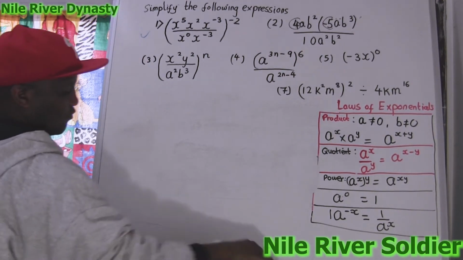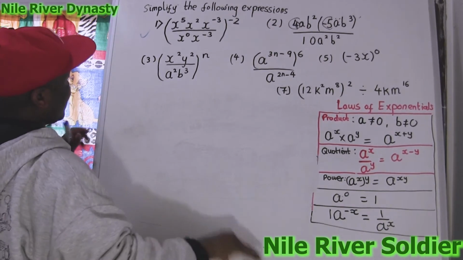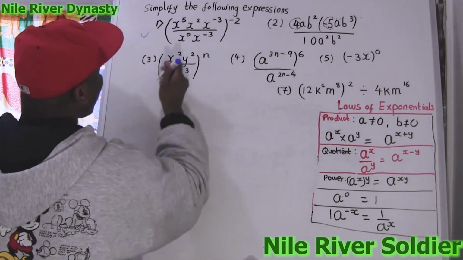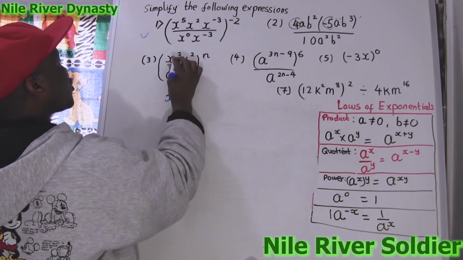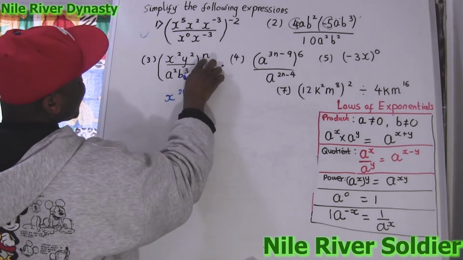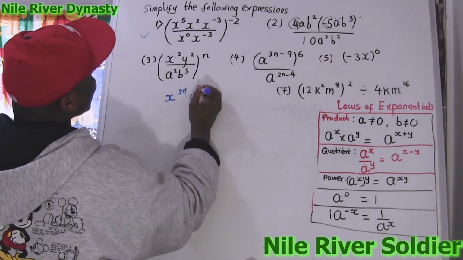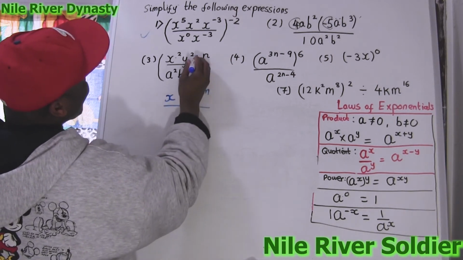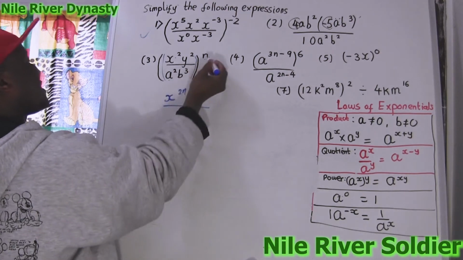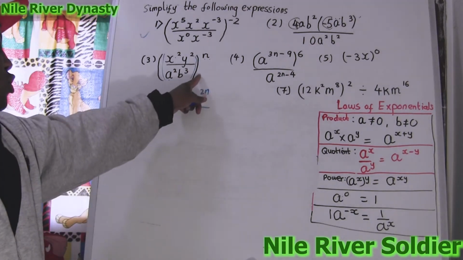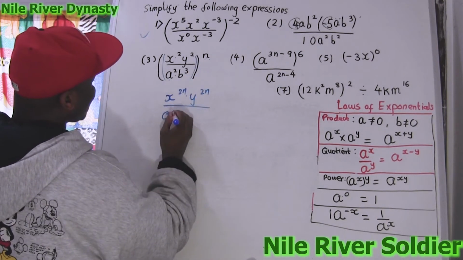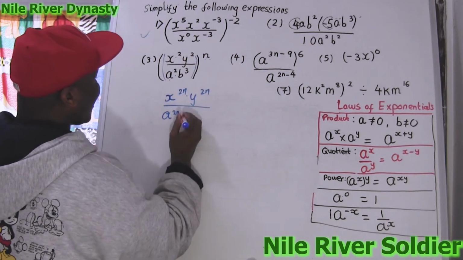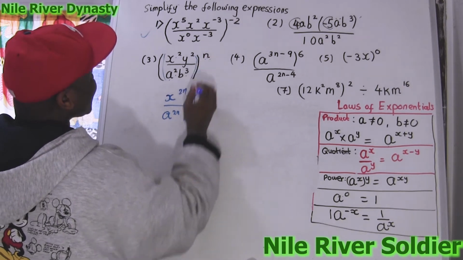Okay, so now we come here. So this is x. Look, there's a power outside, which means you must multiply in. So 2 times n is 2n, and this is going to be y. Now we come here, but remember the bracket is for both. Even the denominator is affected, because this bracket also covers the denominator. So 2 times n is 2n. Why? Because this bracket is everywhere. B: 3 times n is 3n.